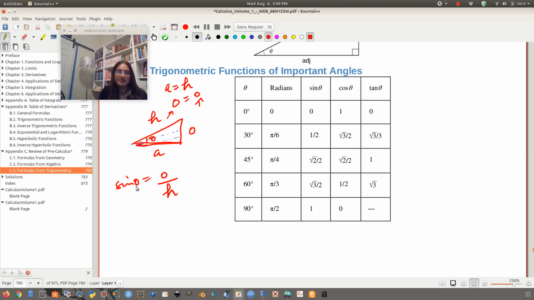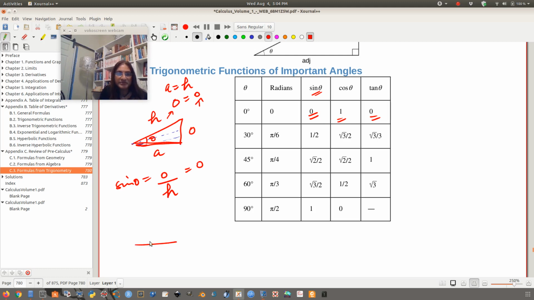So sine of 0 is opposite over H. Opposite 0 over H, so it is equal to 0. So sine of 0 is 0. Cosine is adjacent over H, but A is equal to H, so it becomes 1. And tangent is the opposite, which is 0, divided by A, which is still 0.